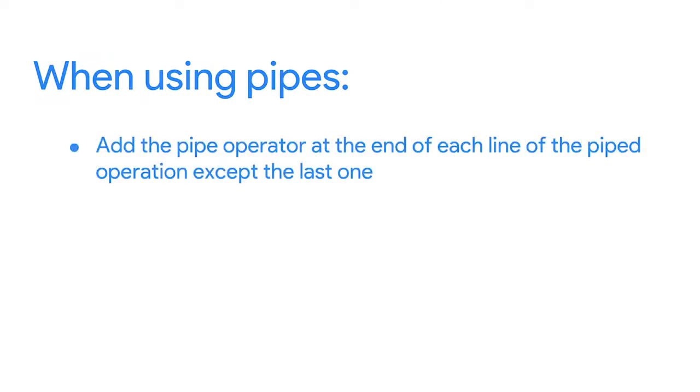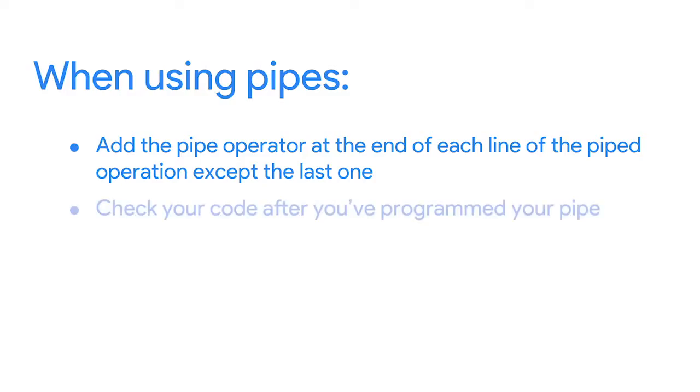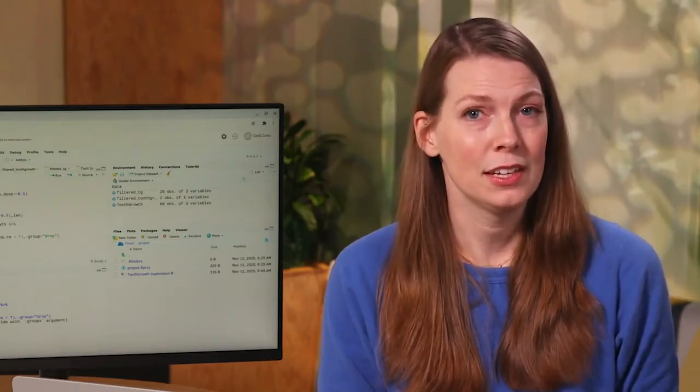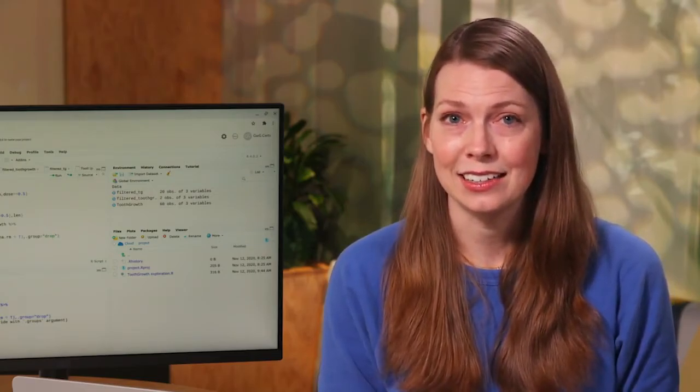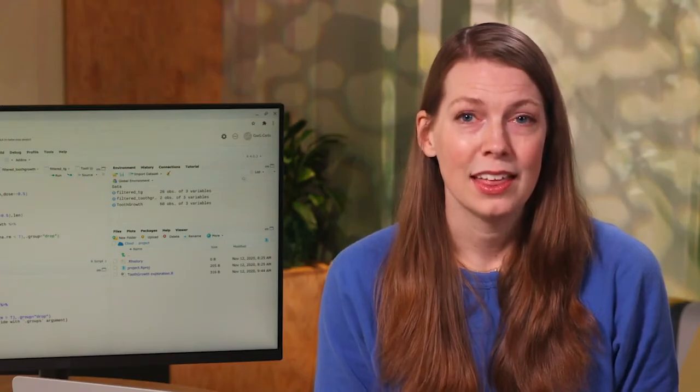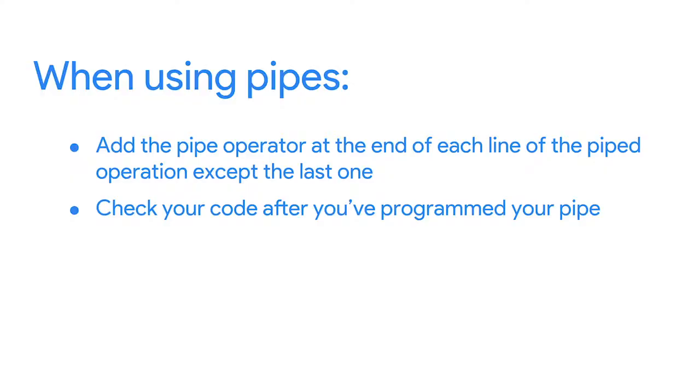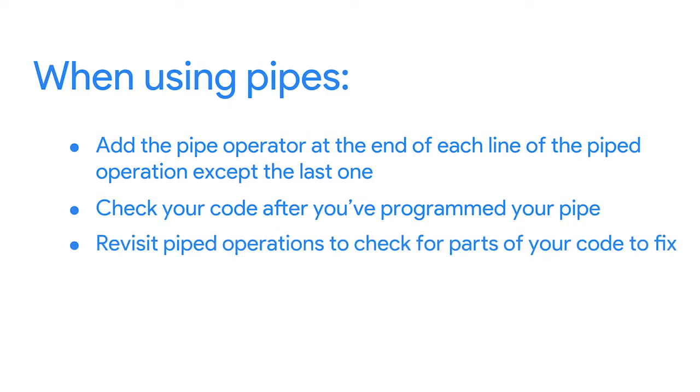Now, there's a couple of things to remember when using pipes. First, it's important to add the pipe operator at the end of each line of the piped operation, except the last one. Another good rule of thumb is to check your code after you've programmed your pipe. Remember, RStudio automatically indents lines of code that are part of a pipe. If a line in your code isn't indented, it probably hasn't been added to the pipe. That could lead to an error statement. Then, you can revisit the piped operation to check for parts of your code to fix. With the other methods we showed you, it'd be more of a challenge to find the messy parts. Another reason to use pipes when you can.